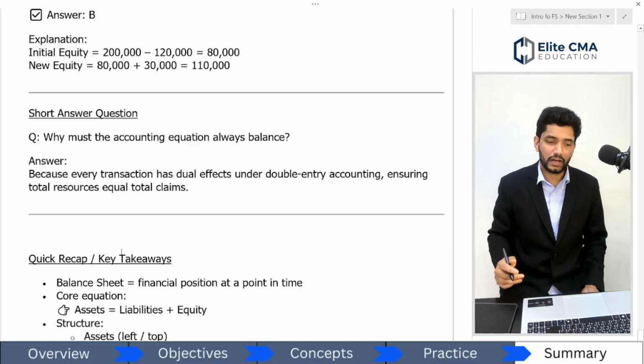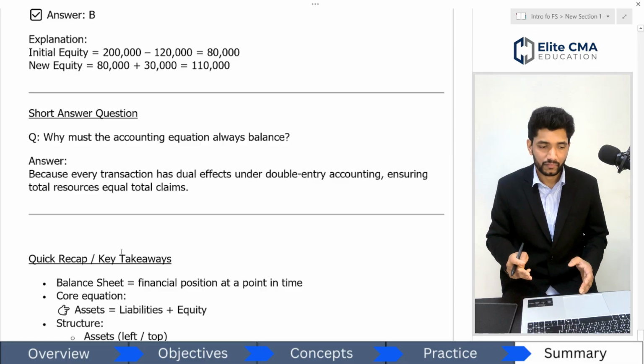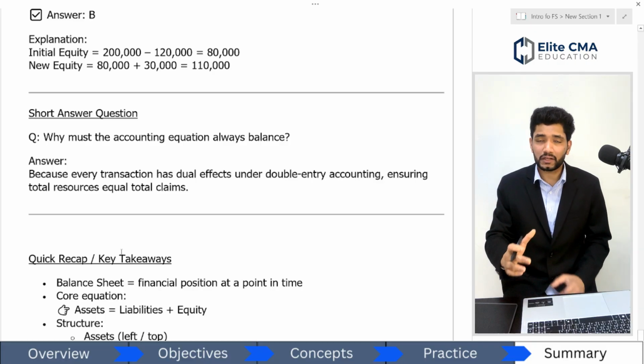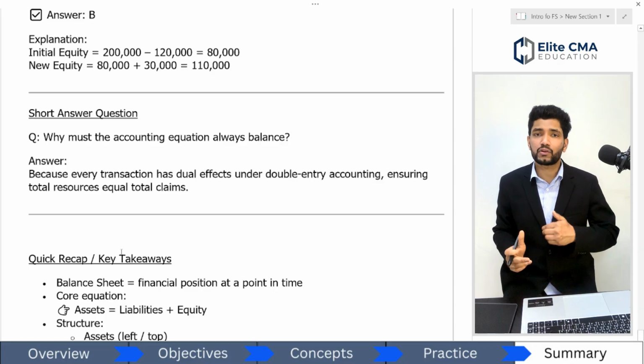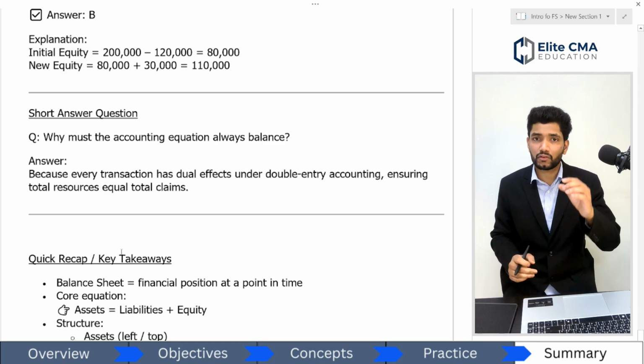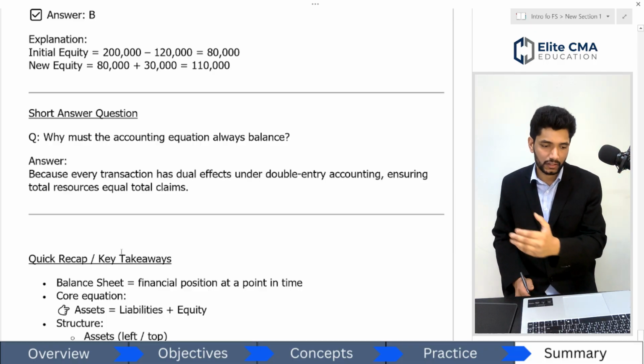Just a short answer question. Why must the accounting equation always balance? The answer: every transaction has dual effect under the double entry accounting system, ensuring total resources equal the total claims. Total resources mean the total asset is always equal to total liabilities and equity.